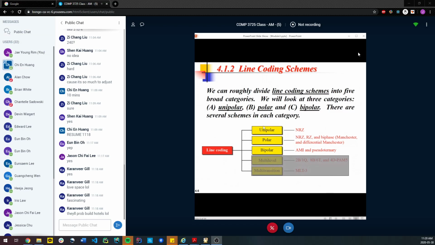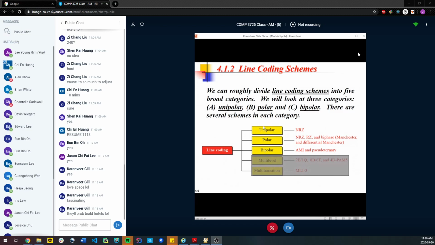Okay, so we're going to look at 3 different types of coding schemes. This is not comprehensive, but we'll look at the 3 basics: what we call unipolar, polar, and bipolar. This really determines how many poles there are, which means how many voltage values are used to represent the signaling of the data that we want.